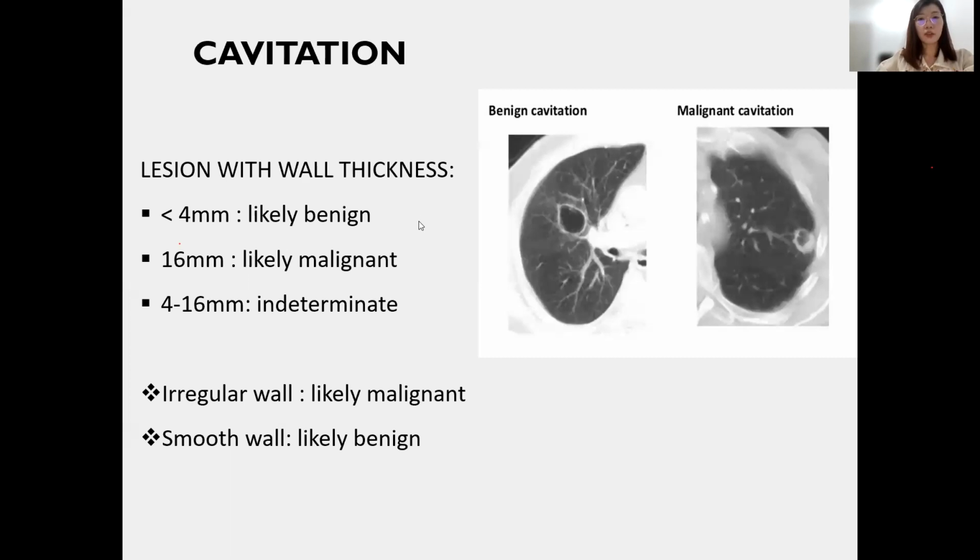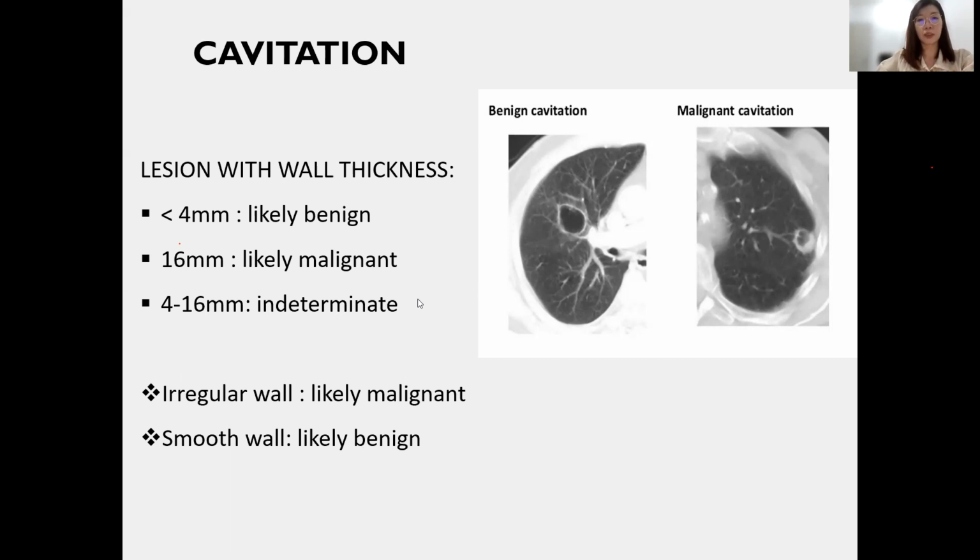Okay, so next we talk about cavity. Always assess the cavity with wall thickness. If less than 4 mm and smooth, normally benign. Okay, it can be just a bulla or lung cyst. Okay, if malignant cavitation, we will have a thick wall. Okay, if in between, then it's indeterminate. If irregular wall, likely malignant. If smooth wall, likely benign.